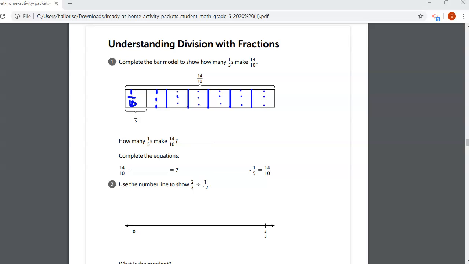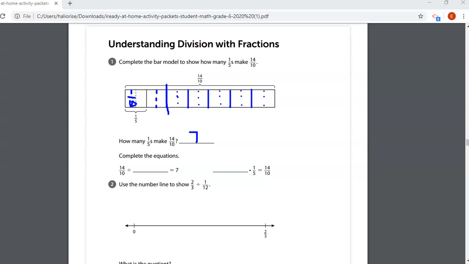1/10, and we just counted them, so there's 14 little ones, and then the big ones, I should have used a different color, sorry, these ones are all 1/5. So how many 1/5s do we have? We have 1, 2, 3, 4, 5, 6, 7. So how many 1/5s make 14/10? 7 1/5s make 14/10. So now down here it's asking you to complete the equations.